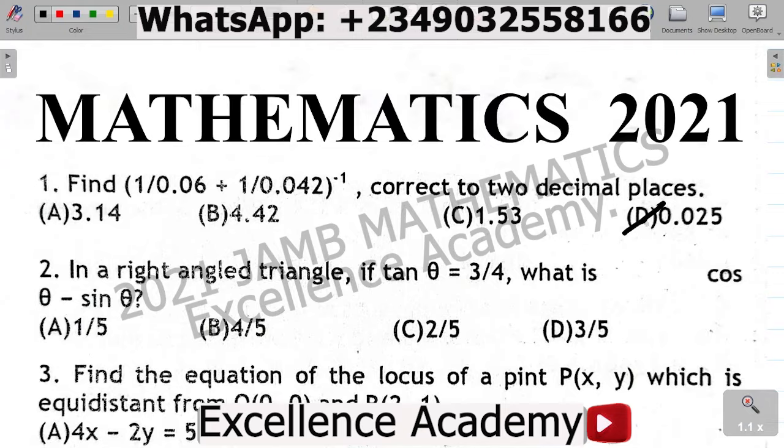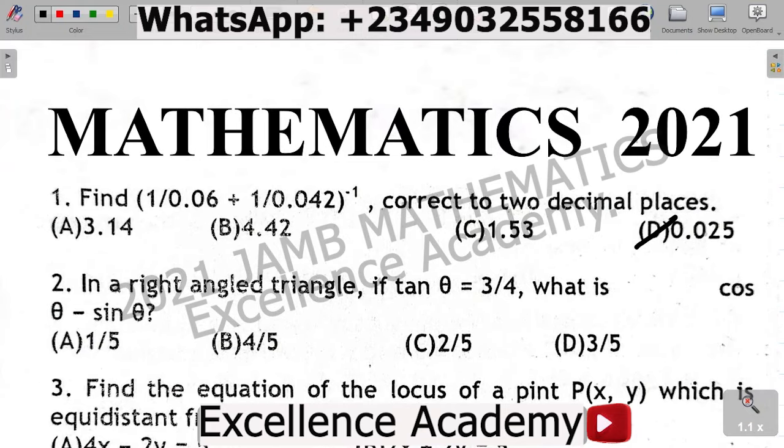So that's your answer. Now you want to know that what you have here is not actually two decimal places. This is actually three decimal places, because after the decimal point you have your first number 0, your second number 2, and your third number 5. So this shouldn't be two decimal places. This should probably be two significant figures.